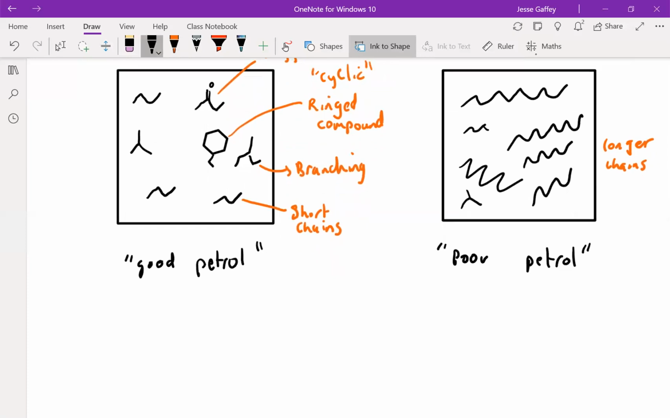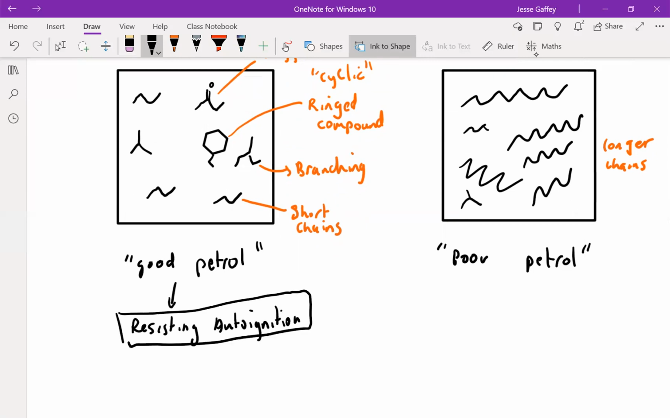Now, good petrols, therefore, what's good about them? Well, we say they are good at resisting auto ignition. They don't do auto ignition. That's what makes them good. So they don't cause the problems that we described above.